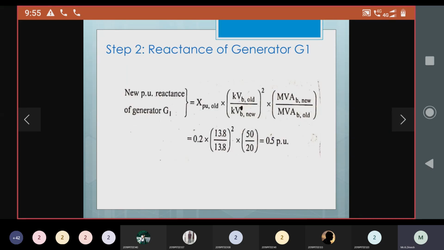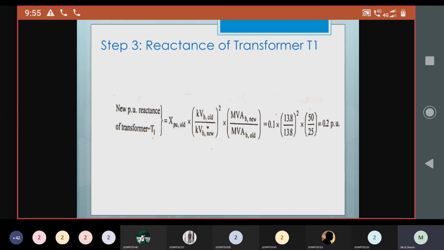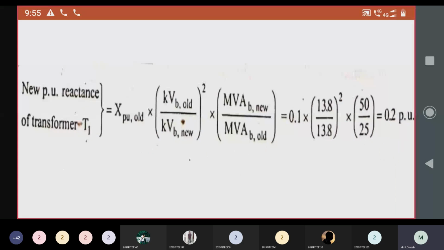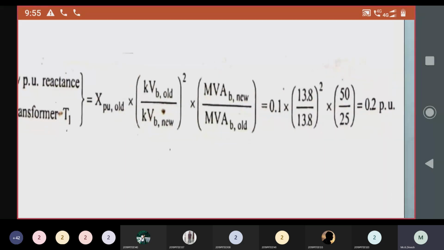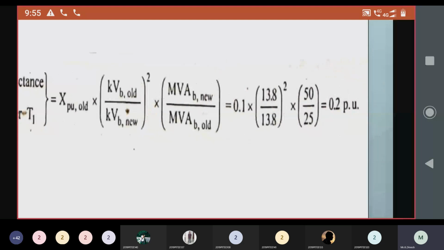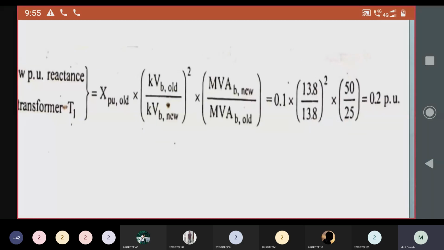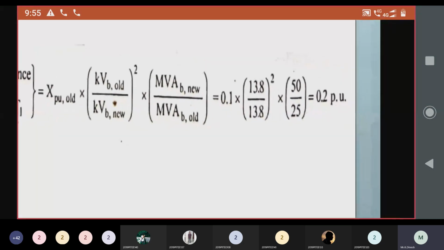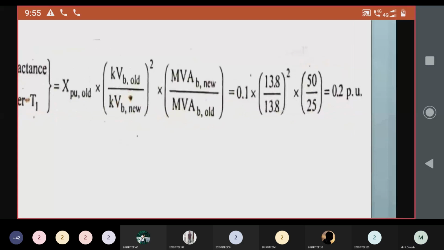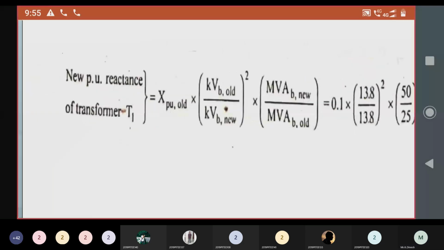Step number 3 is the reactance of transformer T1. X per unit old into KVB old by KVB new, into MVAB new by MVAB old. So 0.1, 10%. KVB old and new are 13.8, so 13.8 by 13.8 the whole square. The MVAB new is 50, MVAB old is 25. So you get 0.2 per unit. So step number 3 is over.